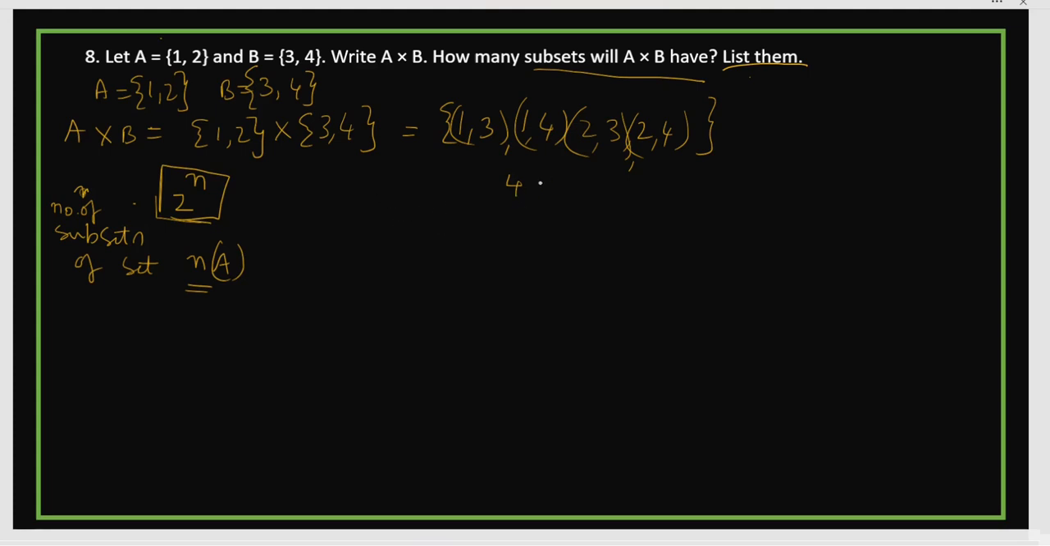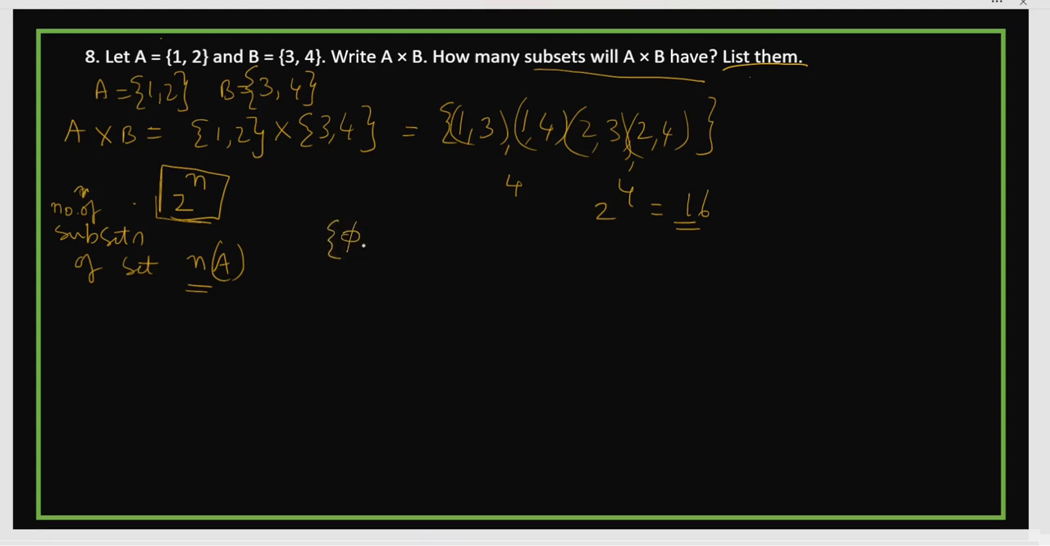Here 2 raised to 4 is how much? 2 raised to 4 means 16. So that many subsets will be there, and we have to start listing them. I will start listing them. We need some space for that. First subset is what? Yes, you guessed it right.